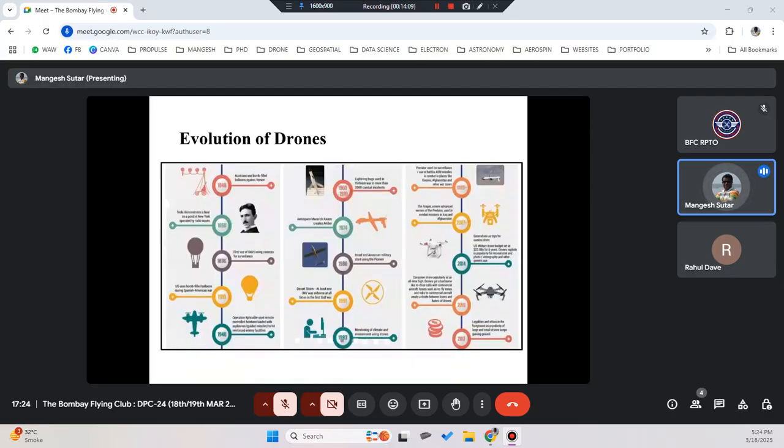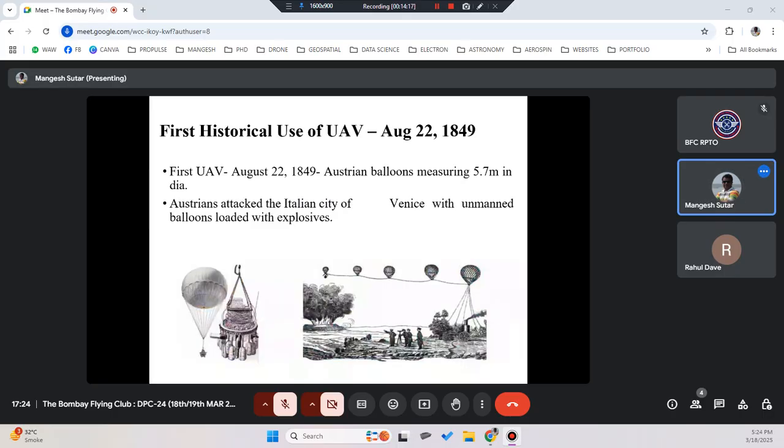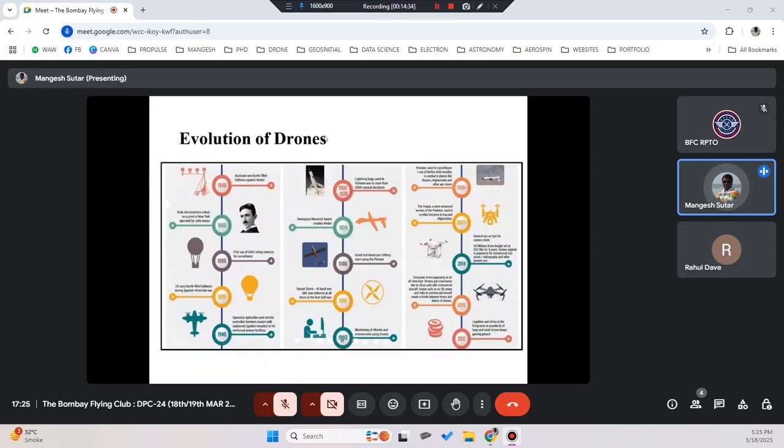So this was also done by the Japanese during World War II, where they dropped these types of drones, or I would say used balloons to drop the explosives. So this was the first use of a UAV, an unmanned aerial vehicle, in the form of a balloon. But as I told you, the evolution of the drone started from 1849. Then Nikola Tesla in 1860 demonstrated that by using radio waves you can control the boat, and that's how this remote mechanism of controlling the drone comes into the picture.